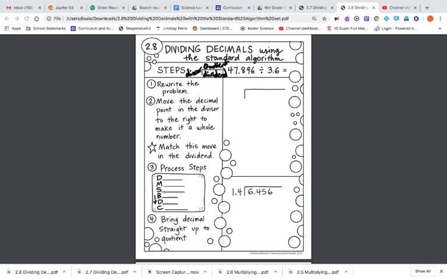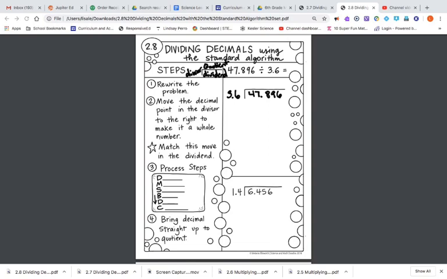Okay, so here on my first problem, I have 47 and 896 thousandths. That's my total. That's my dividend. And I want to divide it into groups of 3 and 6/10. So we're going to rewrite the problem. So my dividend or my total goes in the house or the box, okay? And my divisor, or the number of groups I want, or the number I want in each group, which is 3 and 6/10, goes outside, and I am looking for my quotient. I'm looking for the answer.